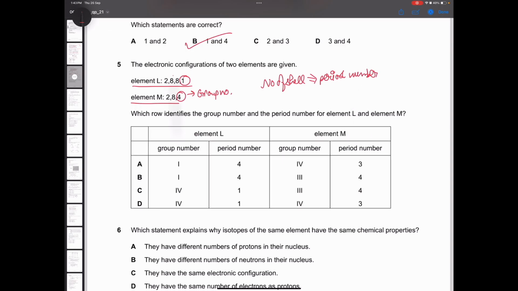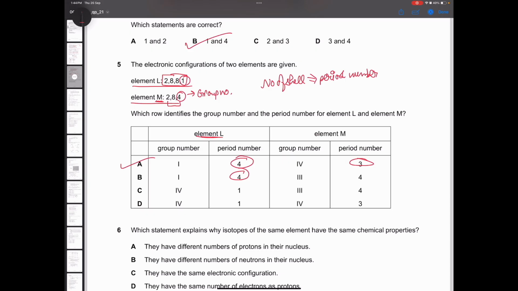So element L overall has 4 shells, meaning it belongs to period 4. So element L should be in period 4. And element M should be in period 3 because there are 3 shells. So just by this we got the answer, which is A.